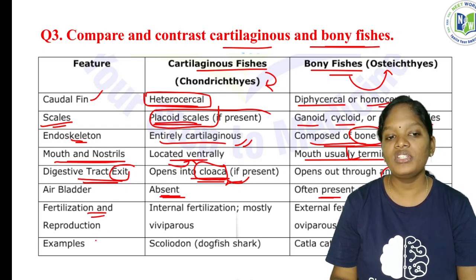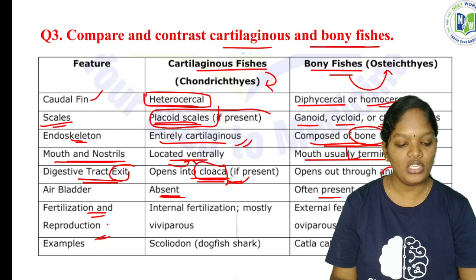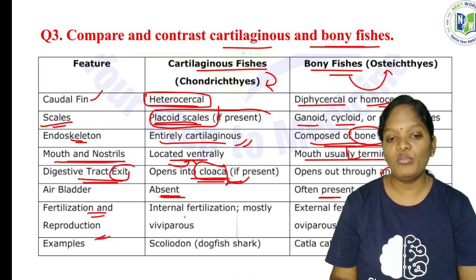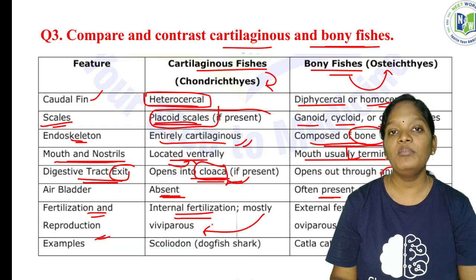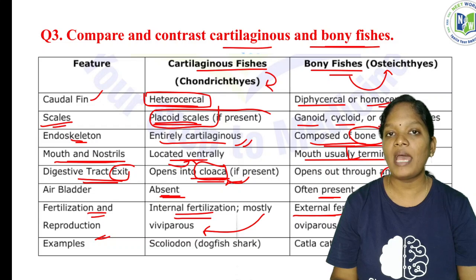Fertilization and reproduction. As I have mentioned before, if fertilization takes place internally within the body, we call it internal fertilization. Mostly it will be viviparous, which means development of the embryo inside. In external fertilization, fertilization happens outside the body, and that is egg laying, oviparous, in case of bony fishes.